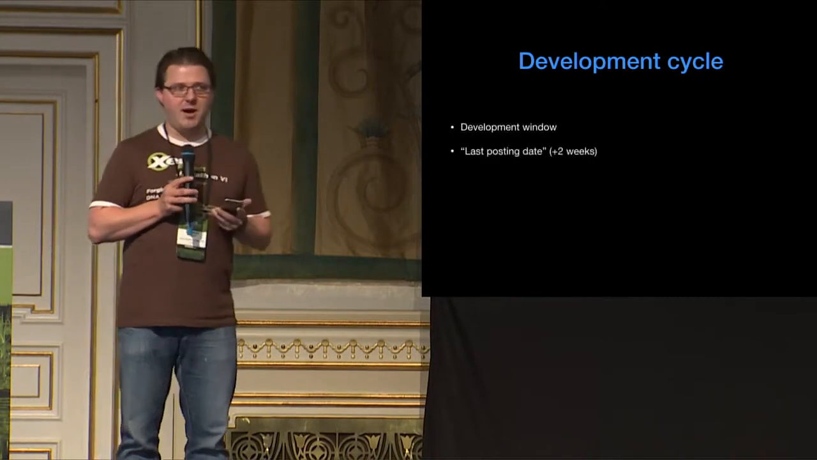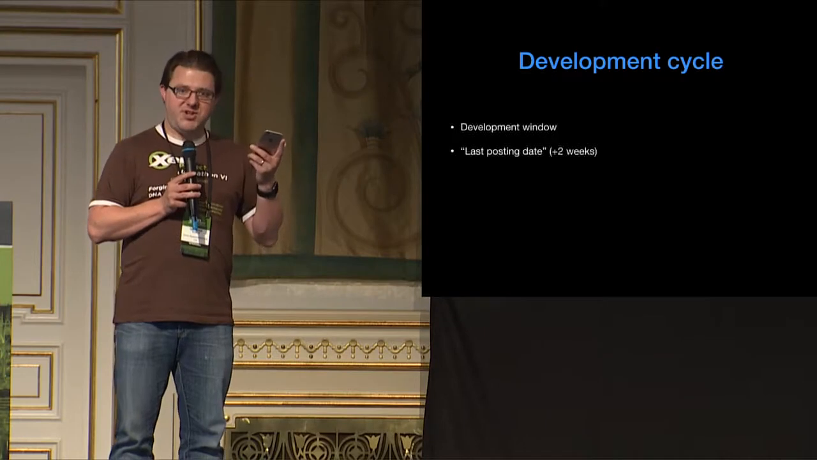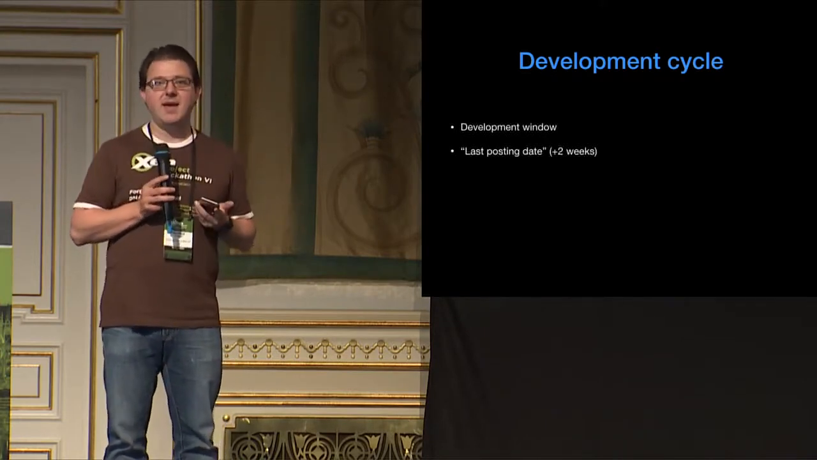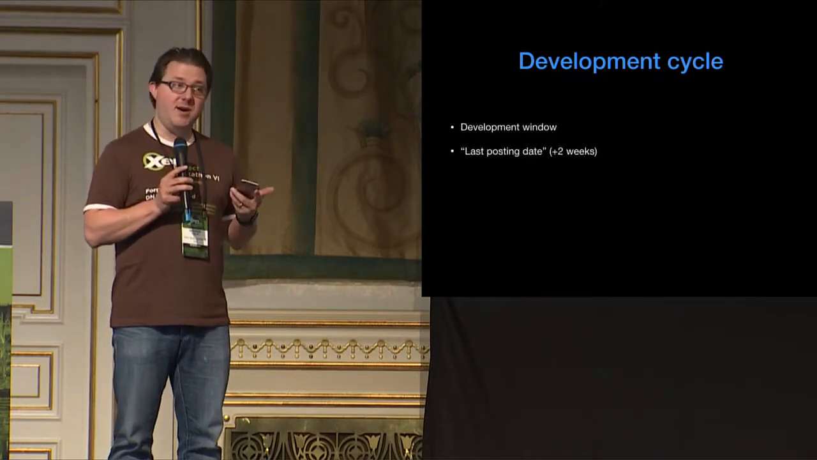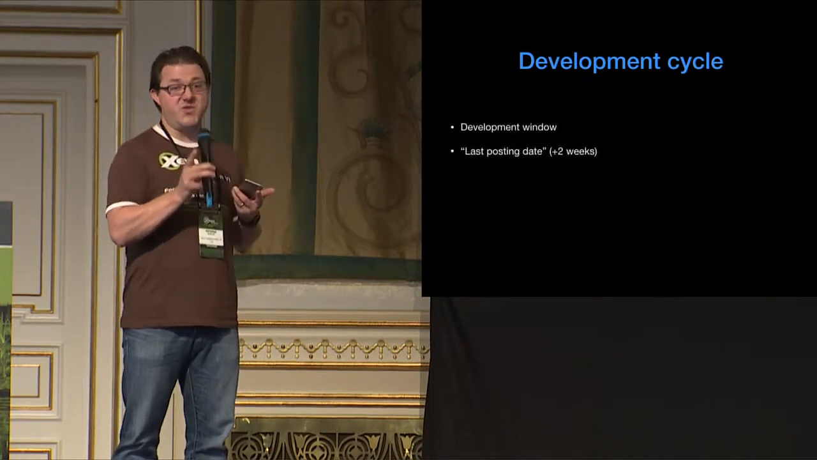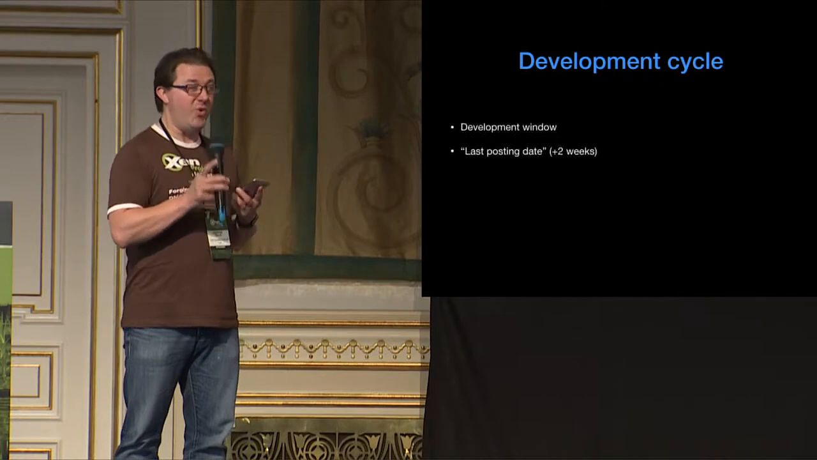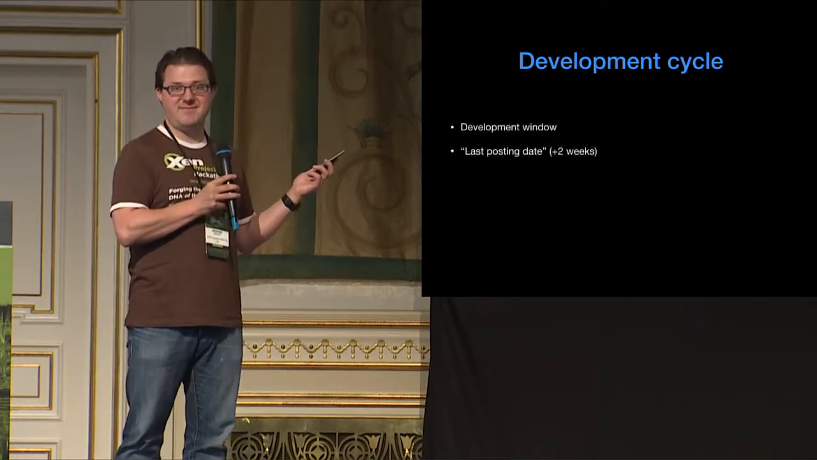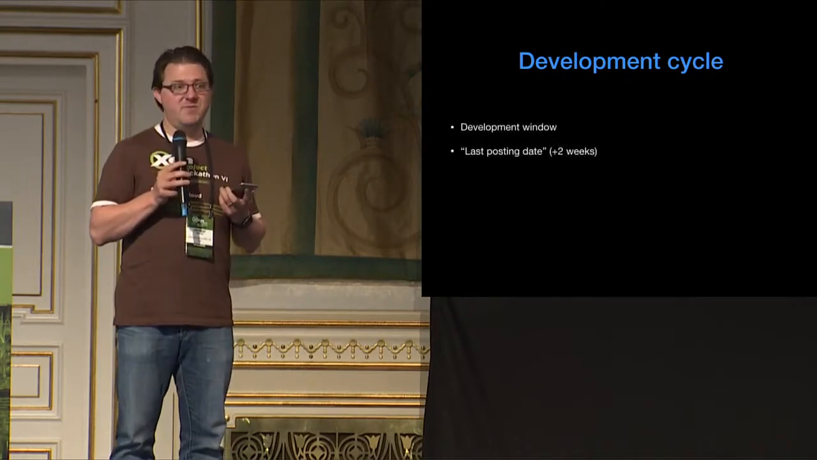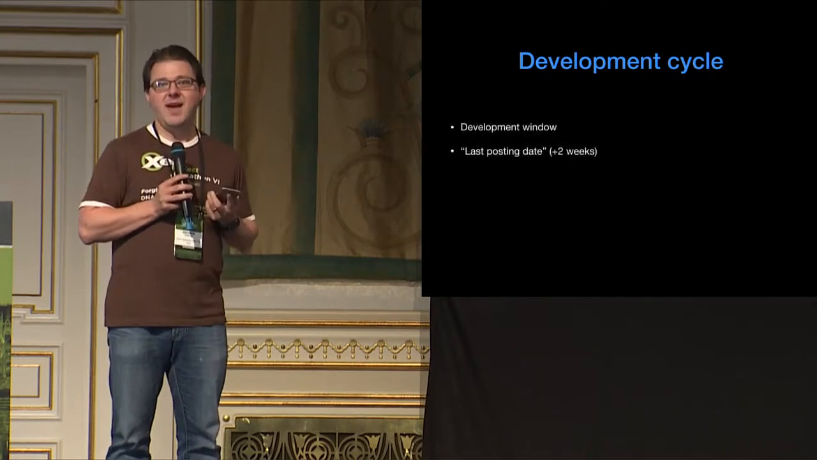There's another time, so there's something called the last posting date, which is 2 weeks before the feature freeze. And between the last posting date and the feature freeze, it can be checked in with the same thing as normal, with one additional requirement, which is that the first version of the patch has to have been posted before the last posting date. Does that make sense? So if you post version 1 before the last posting date, then you can post version 2, 3, 4, 5 between the last posting date and the feature freeze, okay?